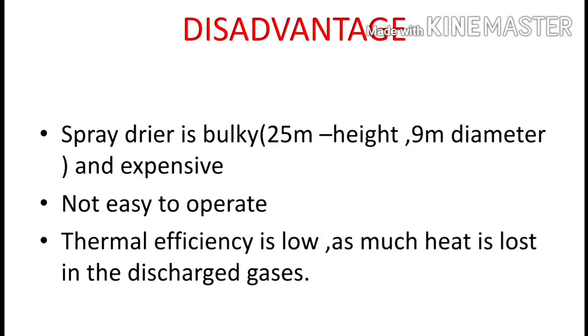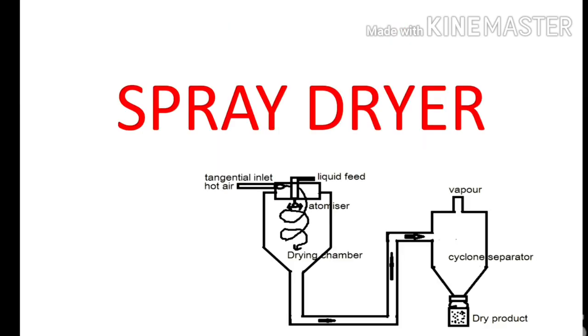Disadvantages: the spray dryer is bulky because it has a height of 25 meters and a diameter of 9 meters. This equipment is very expensive and it is not easy to operate. Thermal efficiency is very low. These are the important points regarding the spray dryer.